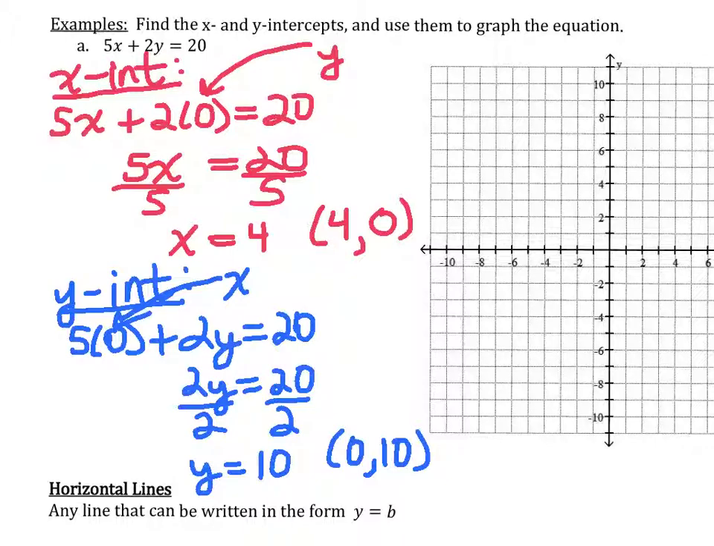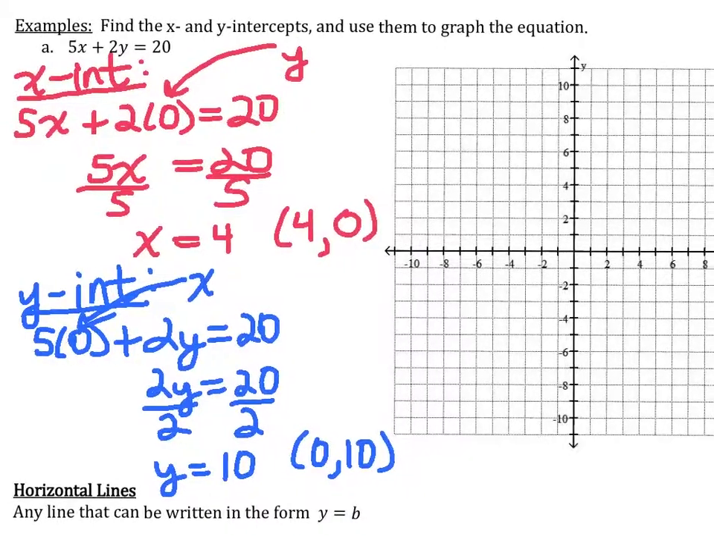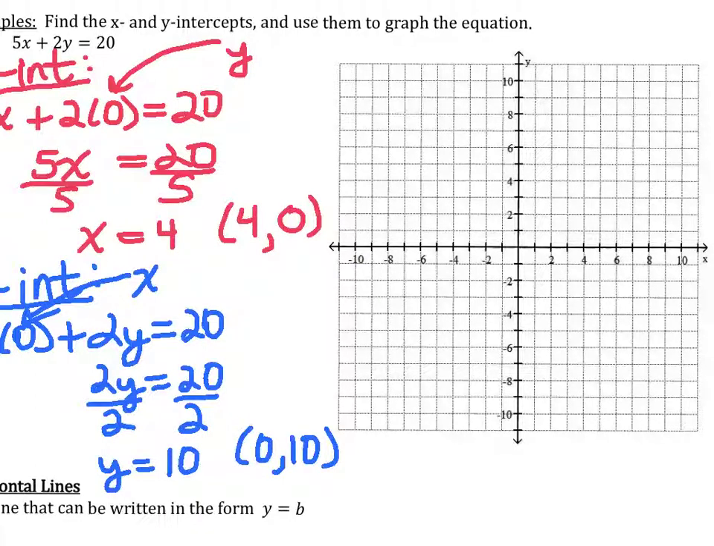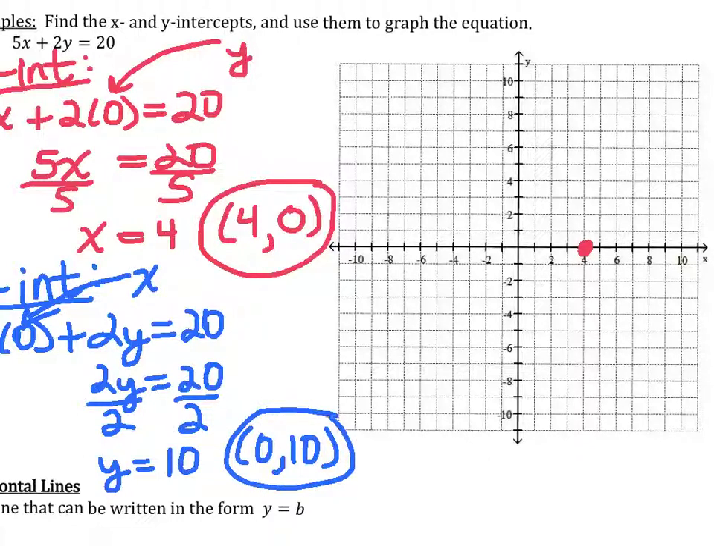And so for me to graph this equation using my x and y intercepts, all I have to do is plot both of these points. So I'm going to plot this point first. It's the point (4, 0). So from my origin, I go to the right 4 and don't go up or down. That's my x-intercept. And to plot the point (0, 10), go to 10 on your y-axis, and you have your y-intercept. And so you have your 2 points now.